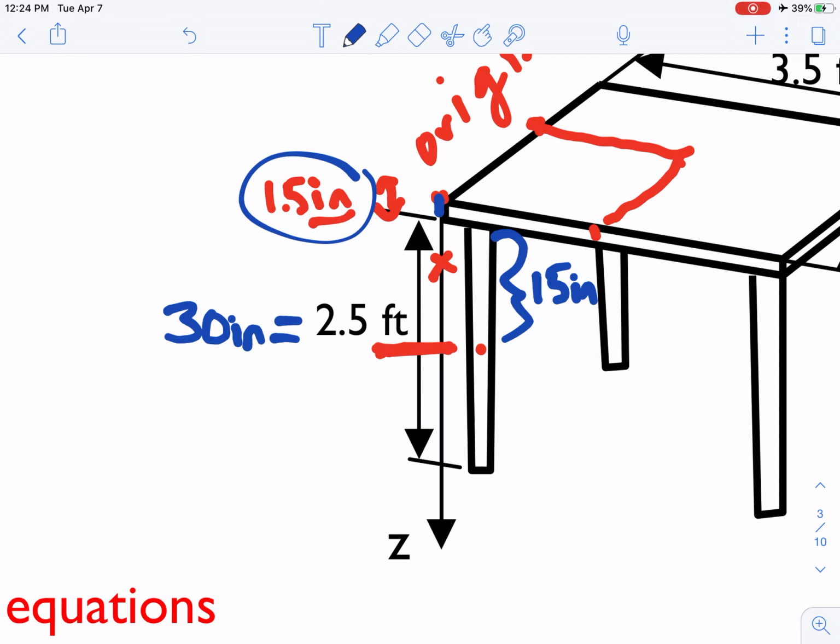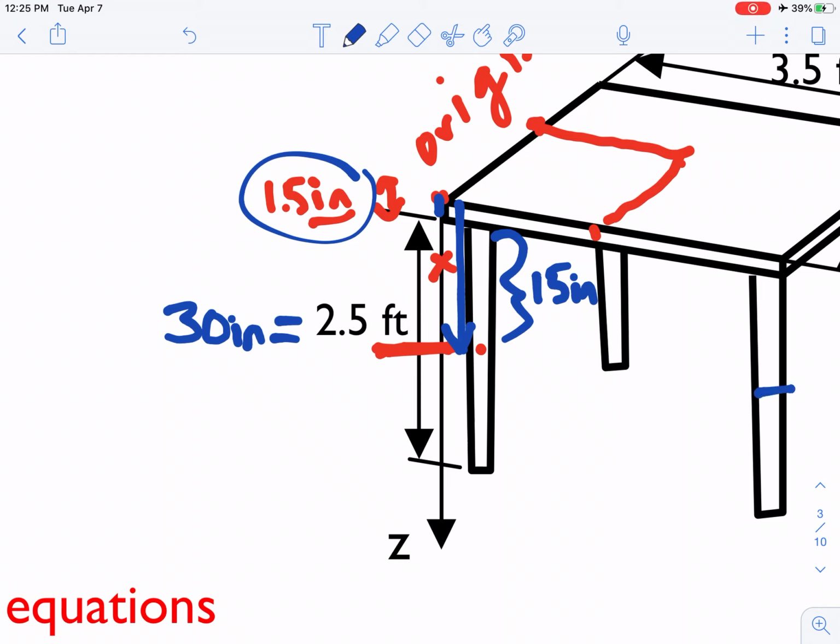However, this is not z2. That's not for one of the legs from the center, from the origin. You also have this 1.5 inches. So you have to write from here all the way down there. Okay, so you have to add that thickness of the table as well. So what is z2 then? 1.5 inch plus 15 inches. And that's going to be true for all of them.